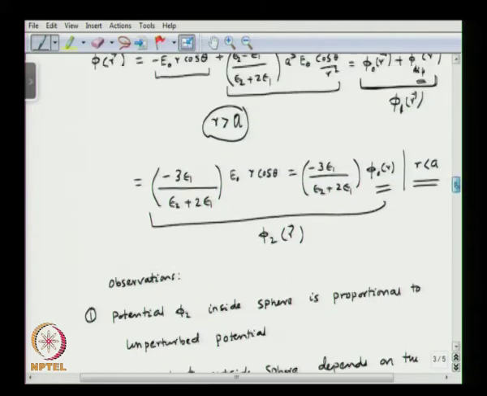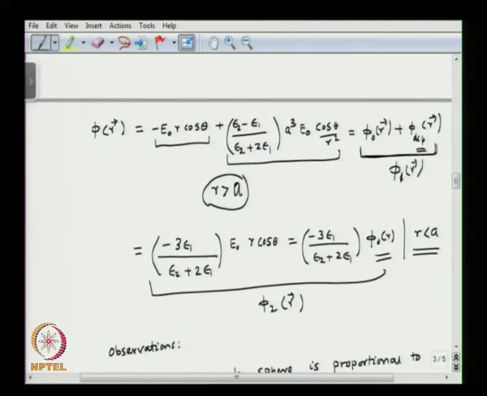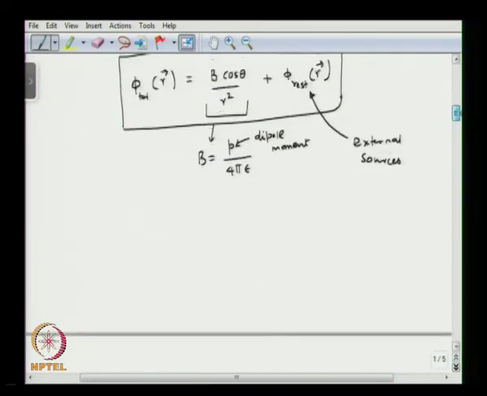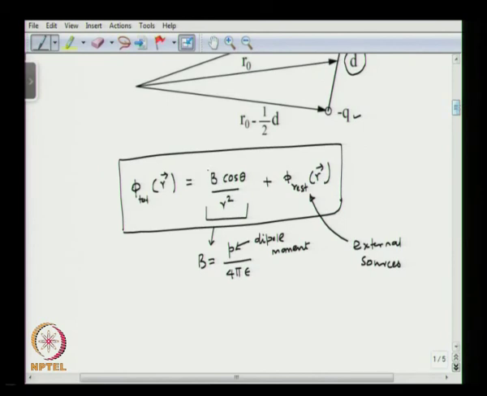Now if you compare this term here, which we say is because of the dipole that gets induced inside the sphere, with the potential because of the point dipole, that is something we saw here. If you compare that with this expression, which is the potential distribution because of a dipole, then we can express what is the dipole moment for the sphere case.